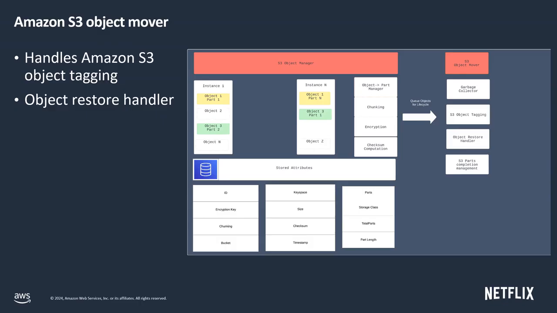Our Amazon S3 Object Mover is a thin abstraction which helps us tag the objects with the right storage tier. It helps us move data from one storage tier to another, and it handles the request asynchronously.